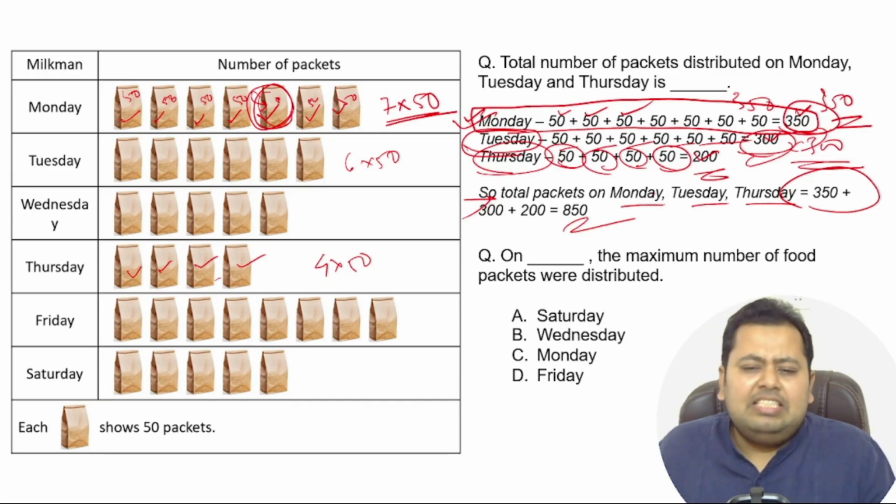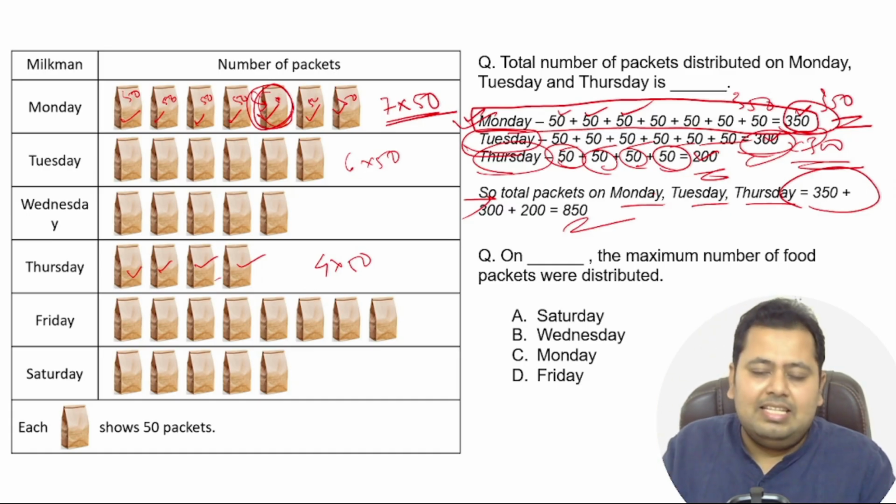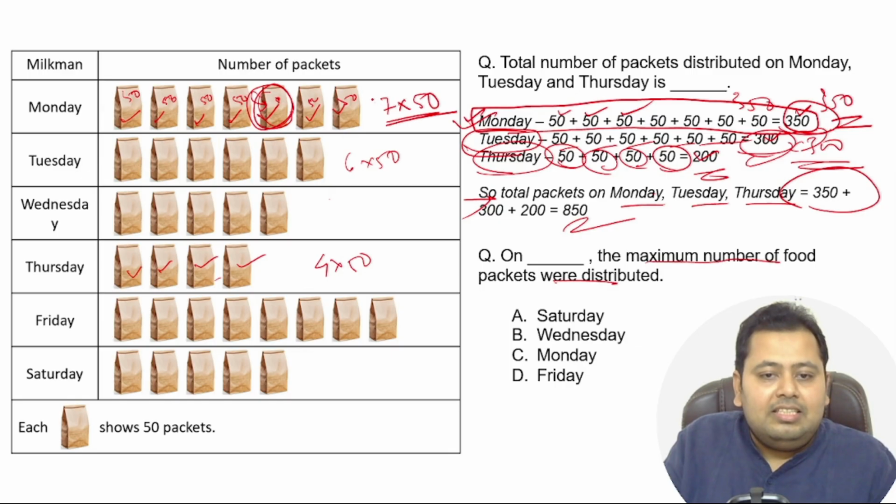Now coming to the second question. The second question is a very easy one. You can just navigate it in a second or so. On which day were the maximum number of food packets distributed? If you see, this has 7 packets, this has 6 packets, Wednesday has 5, Thursday they distributed 4 into 50, I mean.